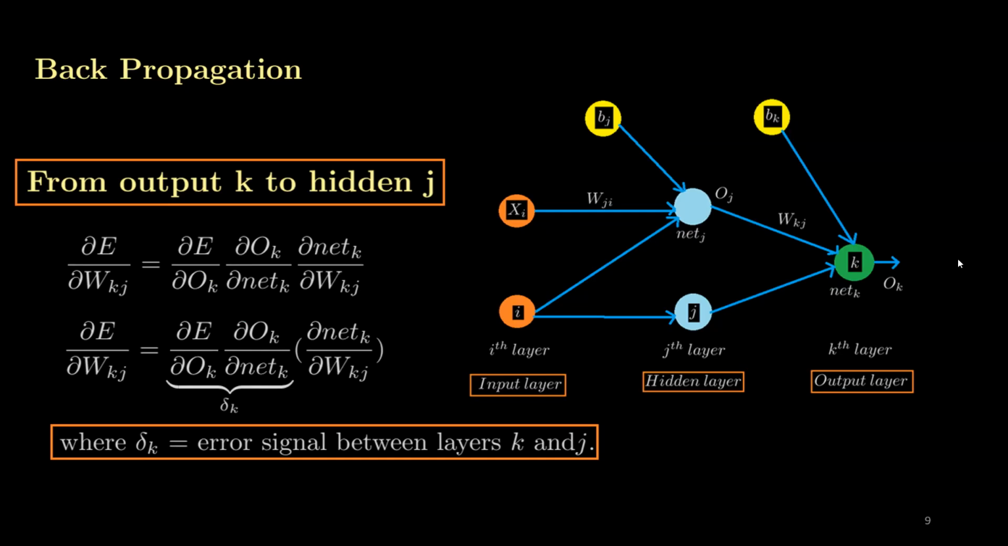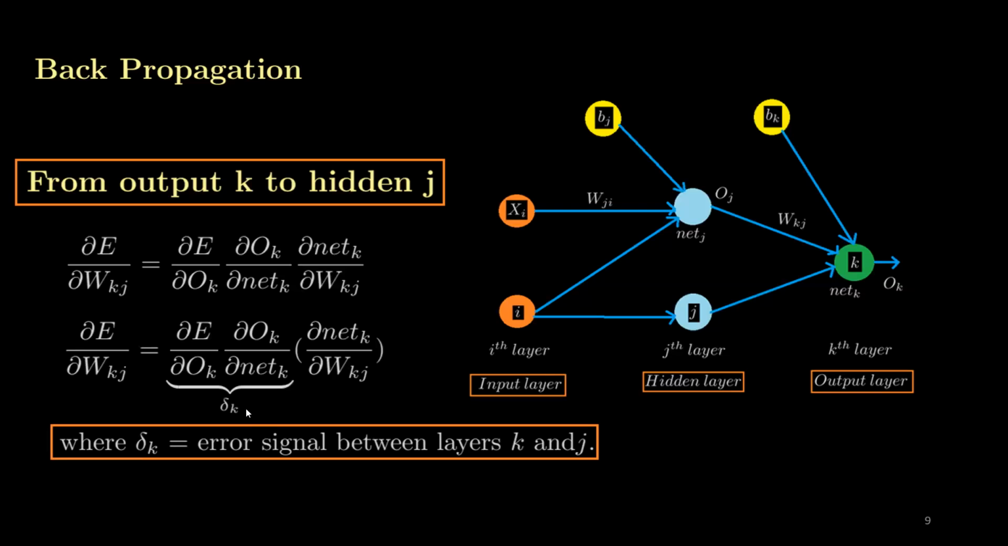So if we move from error to WKJ, we need three steps, and for every step, we will write the gradient equation. Here we are using a gradient in the backpropagation, and we have three terms when we are moving from the output layer to the hidden layer. Now, the first two terms are called the error signal between the layer K and J.